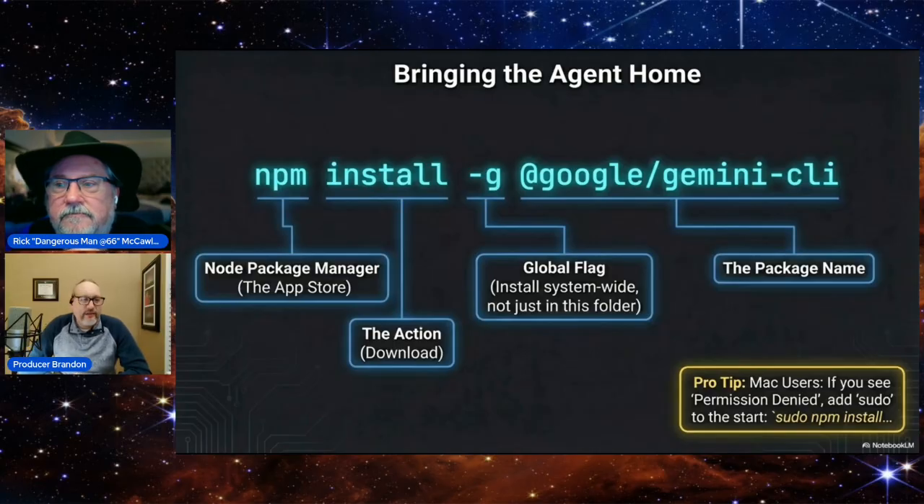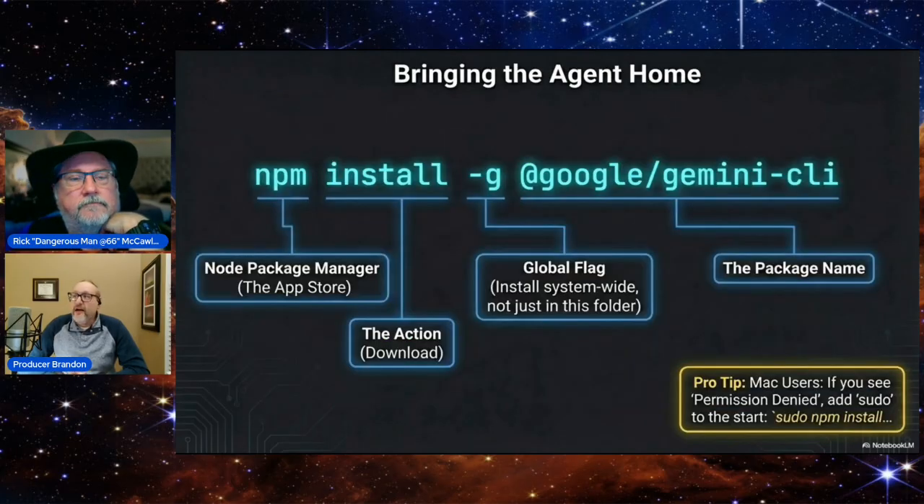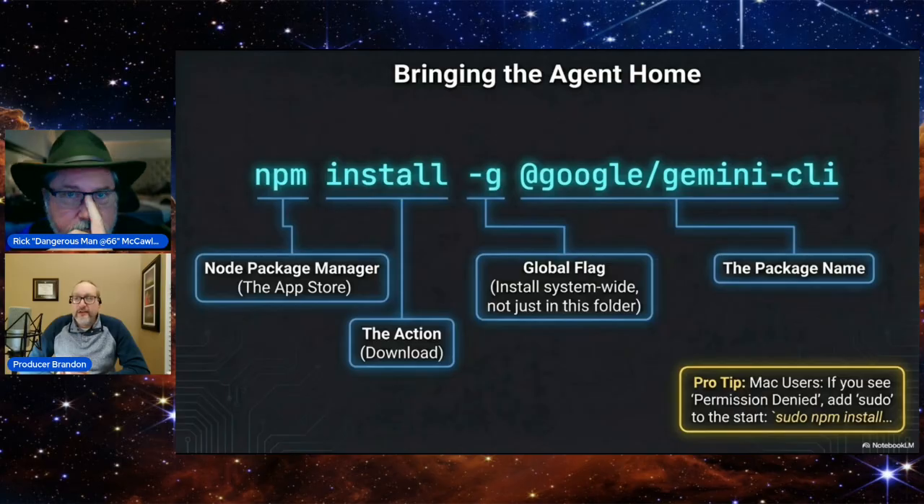It'll flag it to you if it doesn't think you're installing it in an environment that it has. So once you get Node.js installed, Rick, you could feel free to go to nodejs.org right now. While I go over this next part, you can download it on the side, and then run this after the show. But the next thing you need to do now that you've built your house with Node.js is bring the agent home.